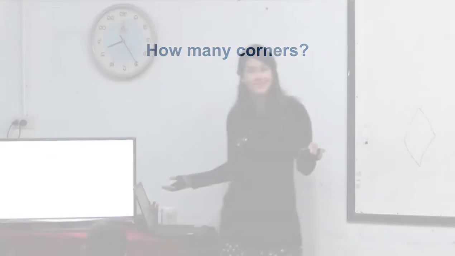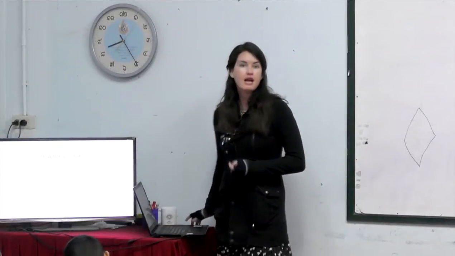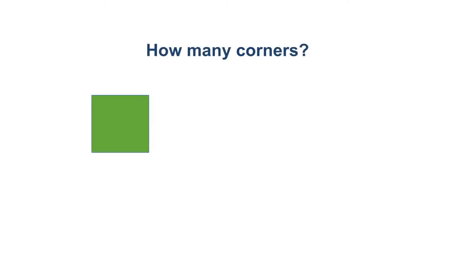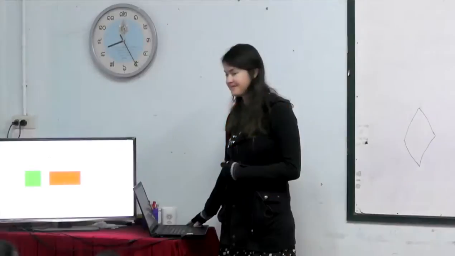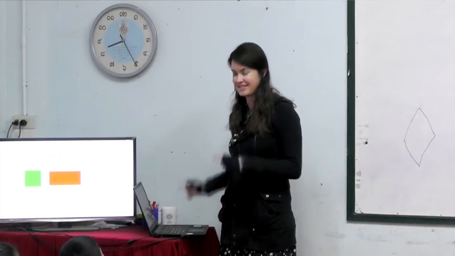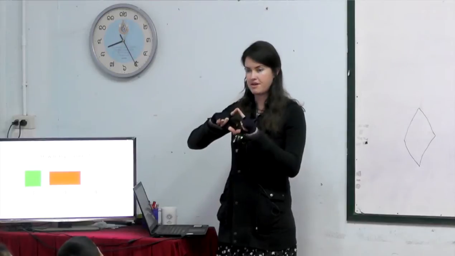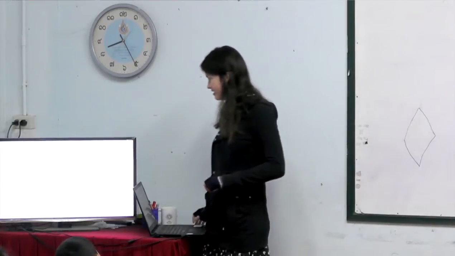Corners. Good. How many corners on a square? 4. Good. 4 corners. How many corners on a rectangle? 4. You're right. What about this shape? What shape is this? Diamond, and it does have 4 corners. Good job, friends. You just turn that square on its side to make a diamond. Very nice.